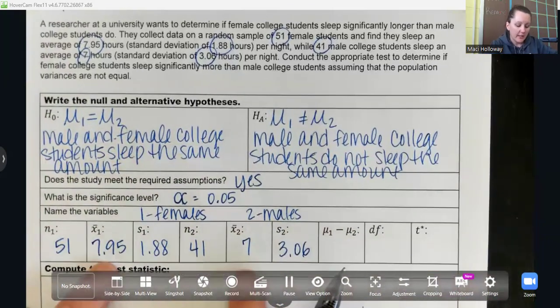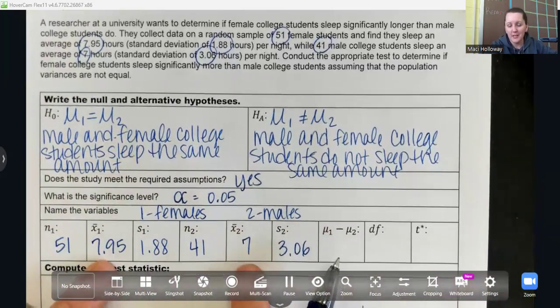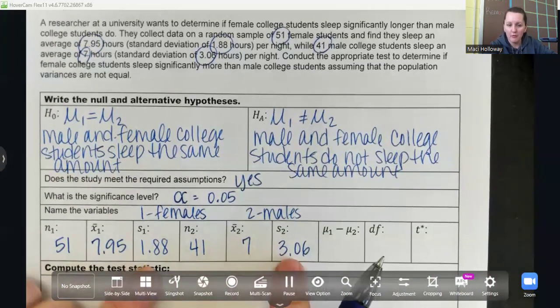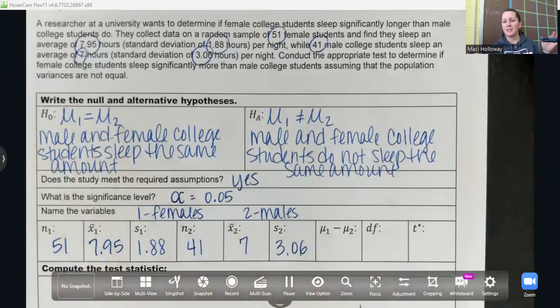So just looking at this, I can go, well, obviously the males slept less than the females, but look at their variance, right? Their variance is a lot larger than the females. So the spread of their sleep times is larger. So just because the average is smaller doesn't mean that there is a significant difference, right? But that's what we're going to find out.